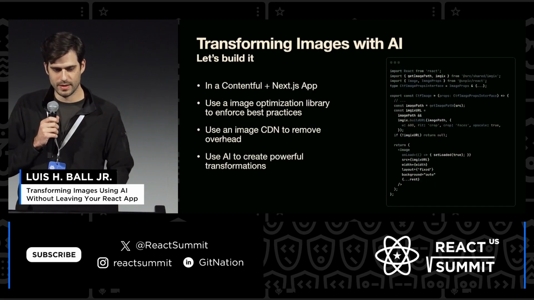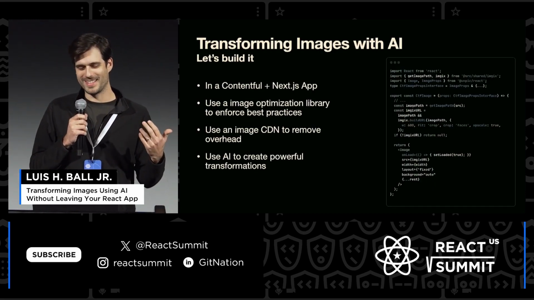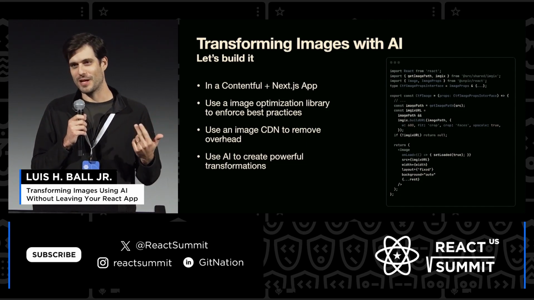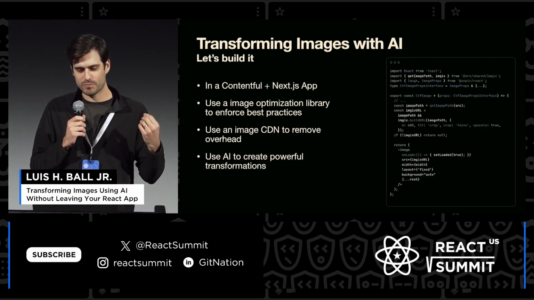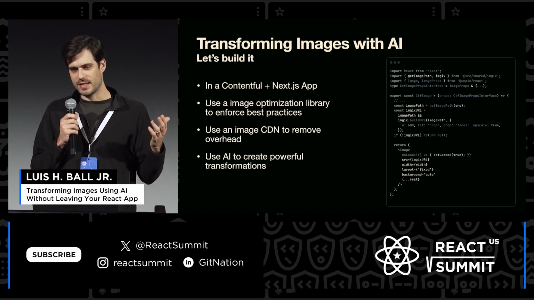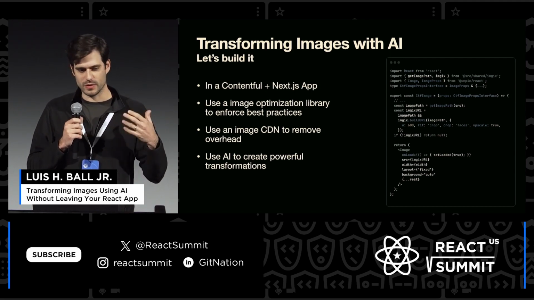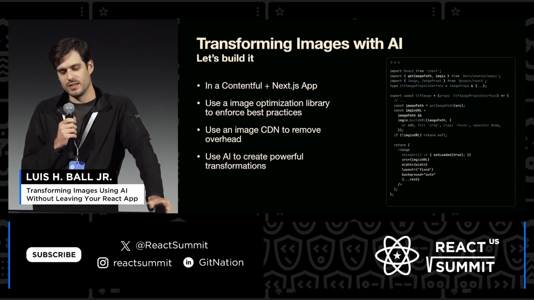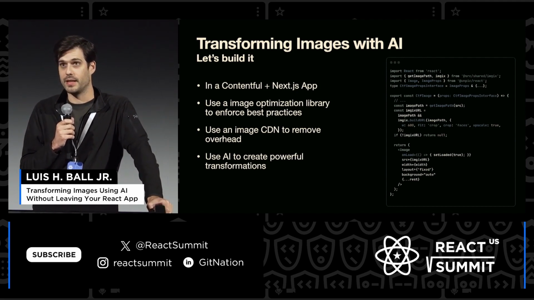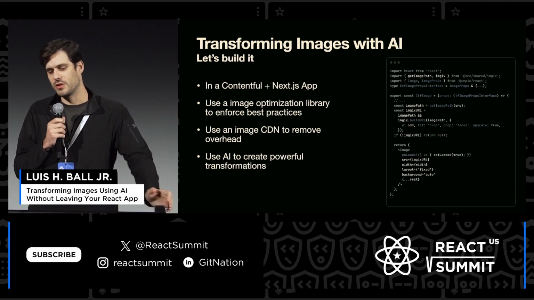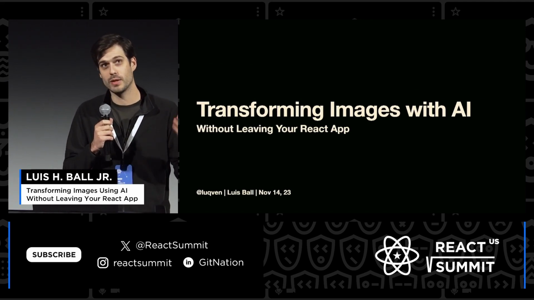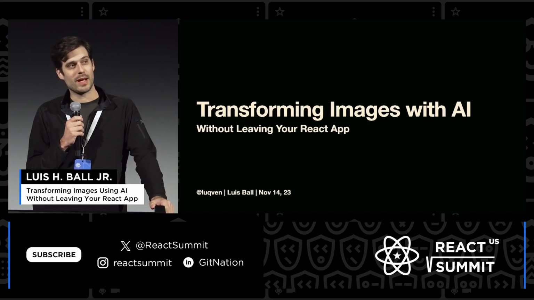So just recapping, what did we do? We talked about a lot of stuff. We did a Contentful Next.js application. We used an image optimization library called Unpic Image, and then we used an image CDN to remove all that nasty overhead of having to invalidate caches or store our images in the cloud. And finally, we leveraged that CDN to use some AI parameters like facial recognition cropping, like background removal, like upscaling, and make sure our images always look their best when they're being displayed. That's transforming images using AI without leaving your React app.